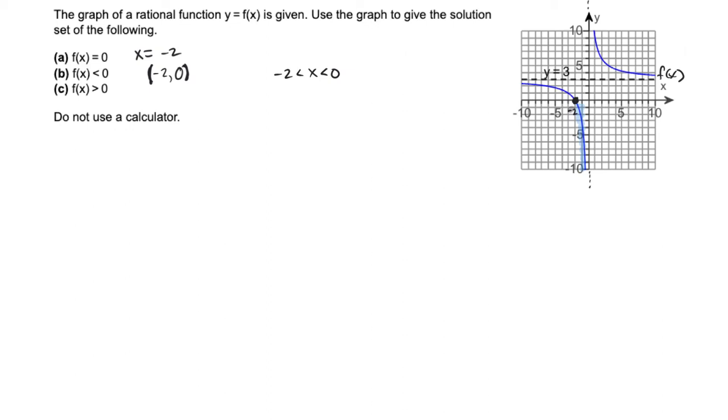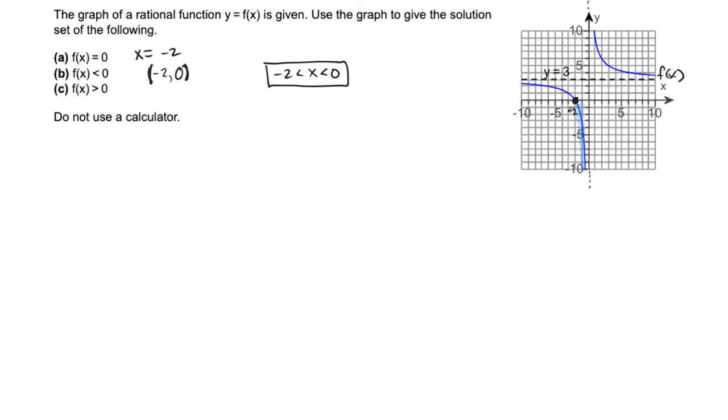Okay, so the question is asking in terms of the graph, when is it above or below the x-axis, and the answer is in terms of the x values that correspond to that section of the graph.